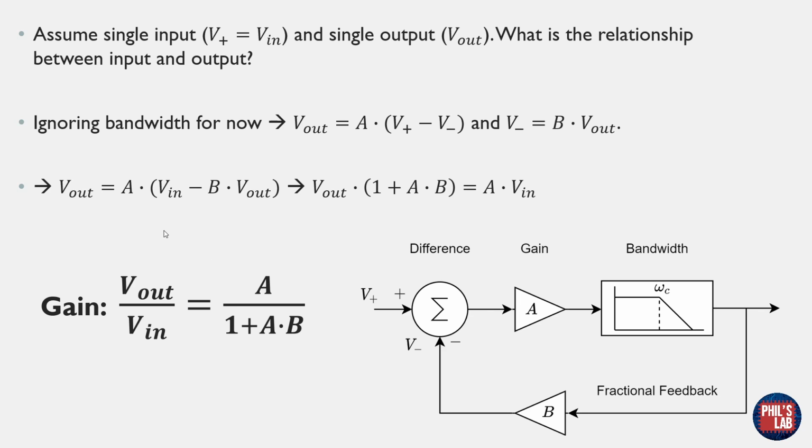For example, if we have a gain of 10, if we put a 1 volt at the input, we'll get 10 volts at the output. It turns out our gain expression is this over here, A over 1 plus A times B. Remember, A was our very large open loop gain, and B was our feedback fraction between 0 and 1.